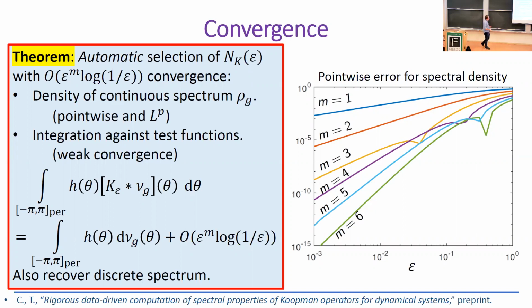We have convergence theorems that describe the automatic selection of the truncation size with order m convergence rates and error bounds for the density of the continuous spectrum, if it's separated from the rest of the spectrum, in a pointwise and L^p sense. For integration against test functions, you don't need any assumptions on the spectral measure. Here I'm integrating the smoothed approximation against a test function, for example for forecasting, and I get, again, this order m convergence. You can also use this to recover the discrete spectrum, the spectral decomposition, and things like that.